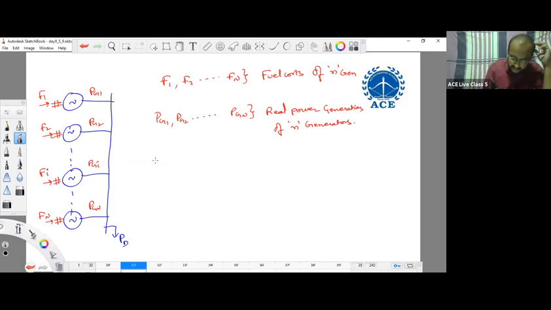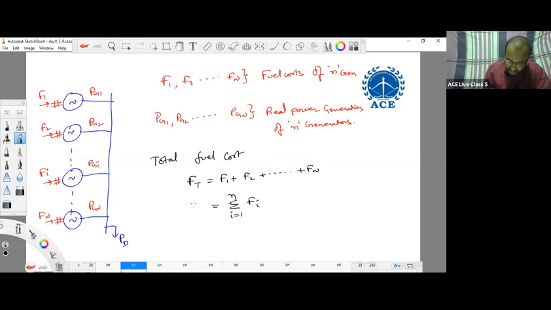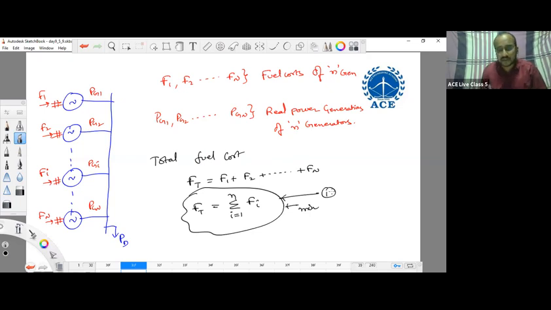First, let us calculate the total fuel cost. Ft is equal to F1 plus F2, so on up to Fn. Mathematically, we can write this as sigma i equals 1 to n Fi. This is the total fuel cost. Our objective is to minimize this equation 1. So fuel cost is to be minimized.